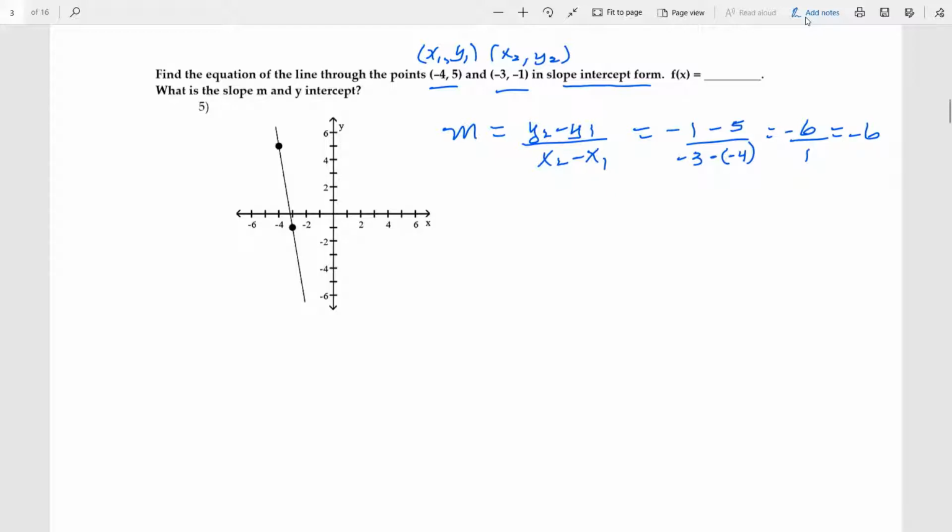And then you recall that the equation of a line, if you're given a point and the slope, is y minus y1 equal m times x minus x1. So we have y minus y1, which is 5, is equal to minus 6, the slope, times x minus x1, which is minus 4.